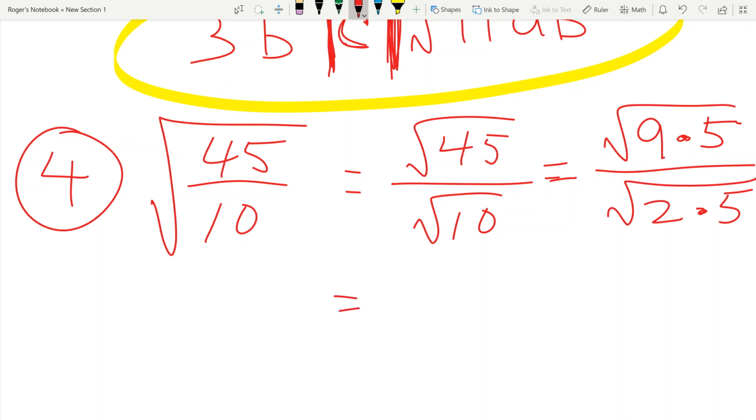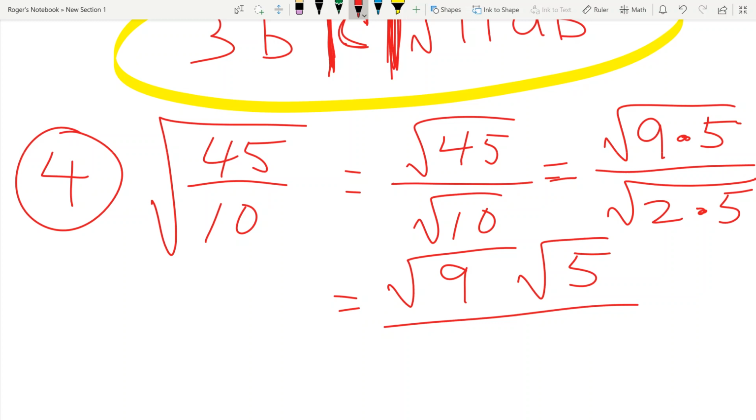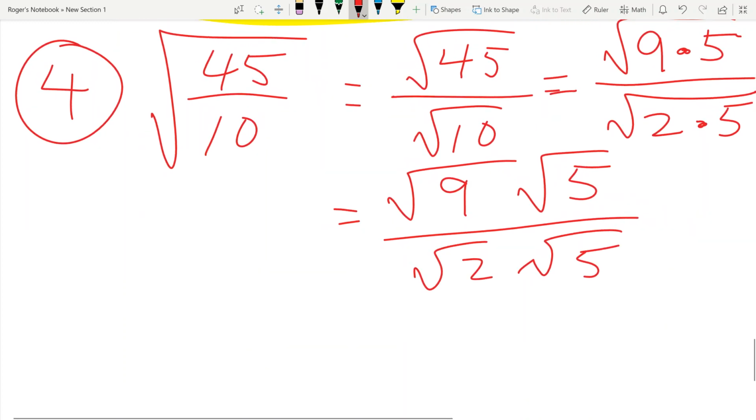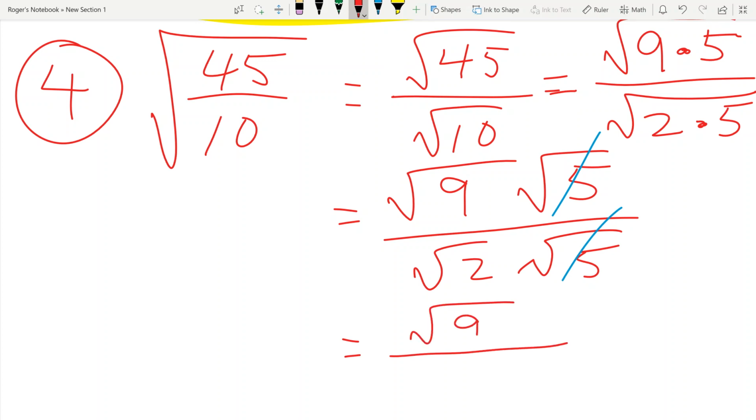which we can simplify a little more. That's the square root of 9 times the square root of 5 over the square root of 2 times the square root of 5. What happens to the square roots of 5? They cancel. So we're left with the square root of 9 divided by the square root of 2. Is that simplified? Is that simplified form? What do you think?